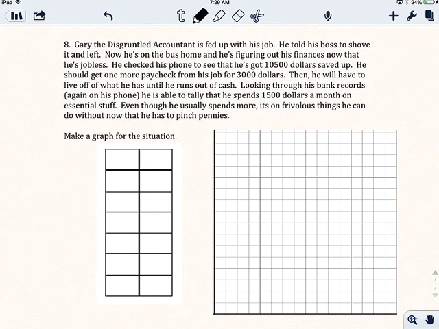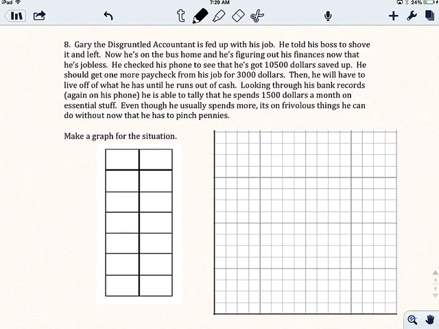All right, Gary, the disgruntled accountant, is fed up with his job, as he should be. He told his boss to shove it and left. Now he's on the bus home and he's figuring out his finances now that he's jobless. He checked his phone to see that he's got $10,500 saved up. He should get one more paycheck from his job for $3,000. Then he will have to live off what he has until he runs out of cash.